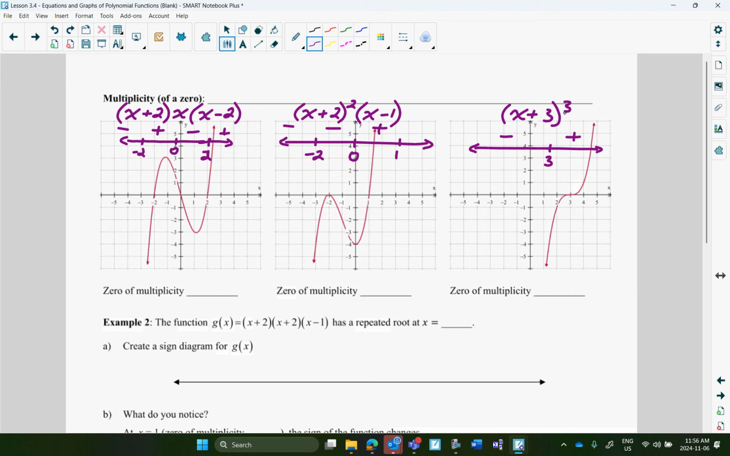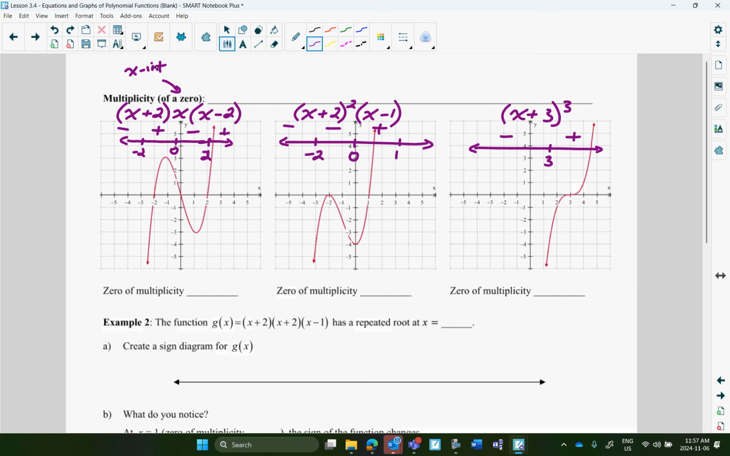If a factor doesn't appear twice, it just goes through on the graph. If a factor appears twice, it bounces back. It could bounce like this, or it could bounce like this. If it flattens out and goes through, it's a cube. Okay? We refer to that as multiplicity of a zero. Remember, zero means the same thing as x-intercept. Basically, what's happening at the x-intercepts?